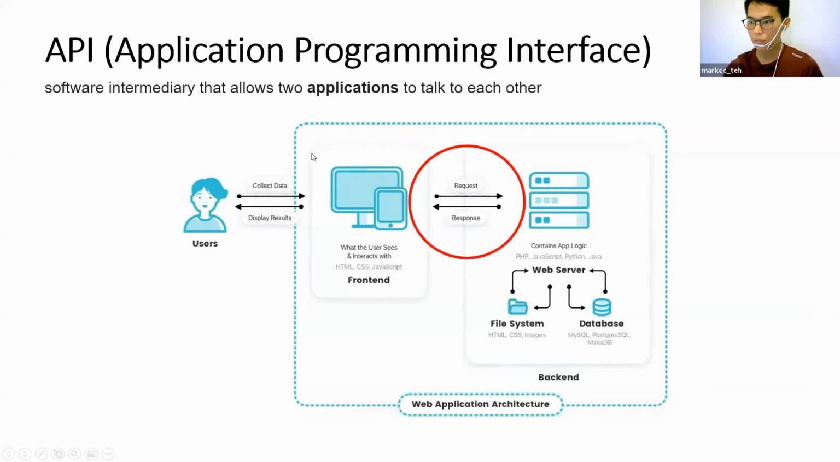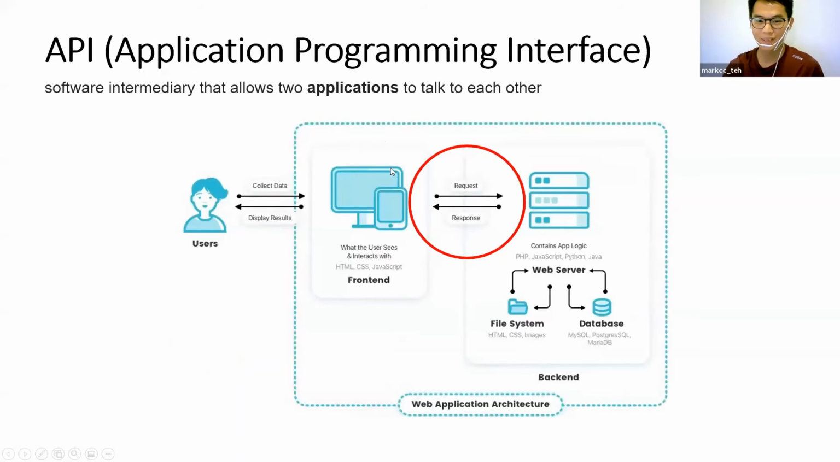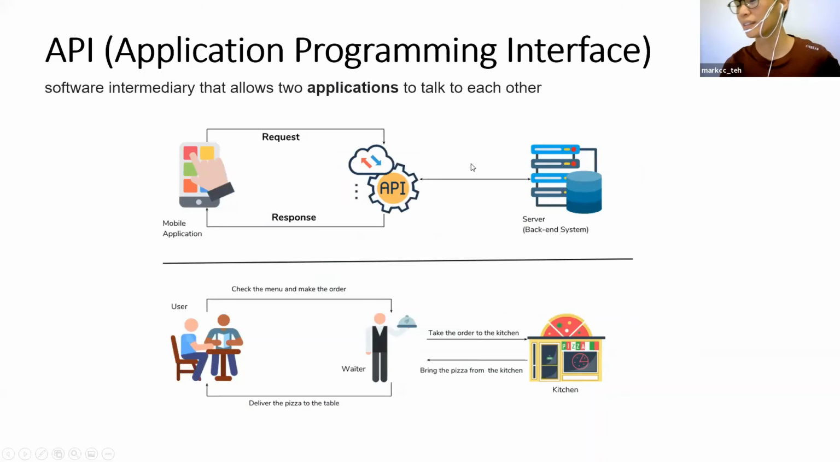So what I want to talk about here is the API. It's actually how the front end and back end talk to each other. So the front end will send a request, and the back end will return a response. Okay. Maybe it's a little bit hard to explain, hard for a beginner to understand. But just imagine it's like this.